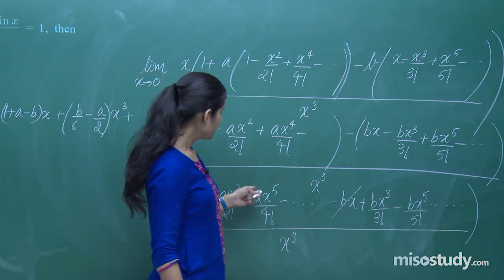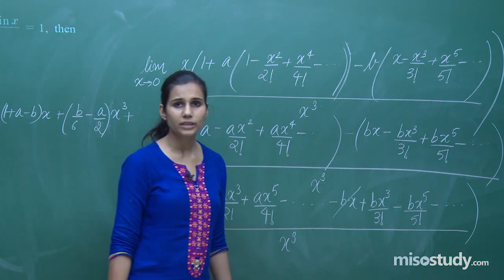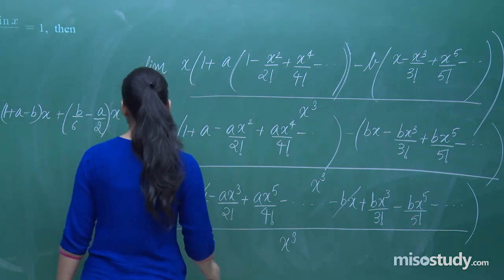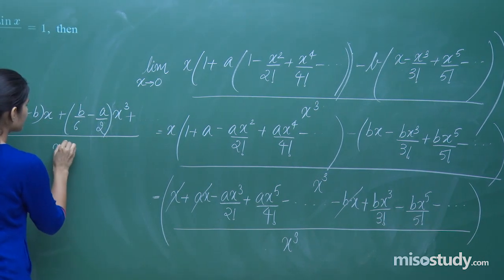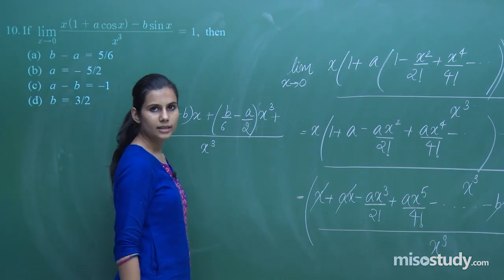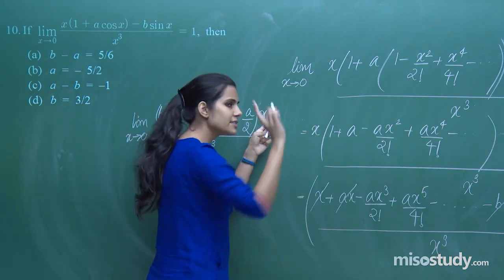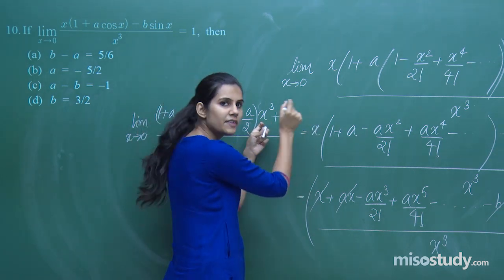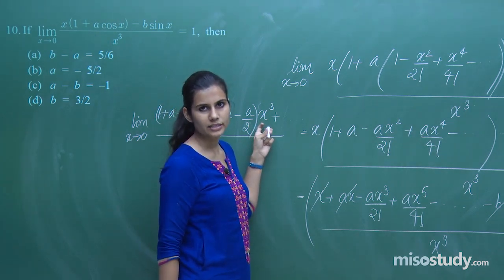This is plus a by 4 factorial and this is minus b by 5 factorial, but we don't need all that. Why? Because the denominator there is x cube, and the limit is x tends to 0. The minimum that I need is x cube over here. After that everything else is going to become 0, because when you take out x cube common, in x to the power 5, x square will be remaining. When x approaches 0, that makes the entire expression 0.